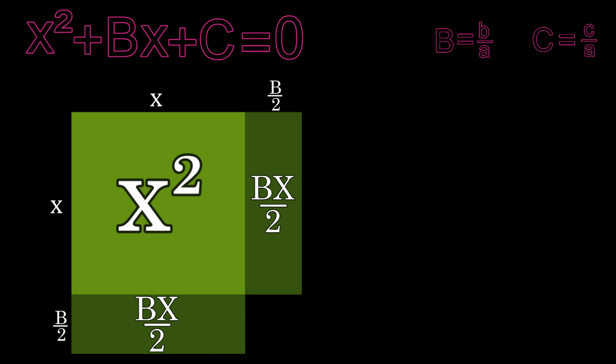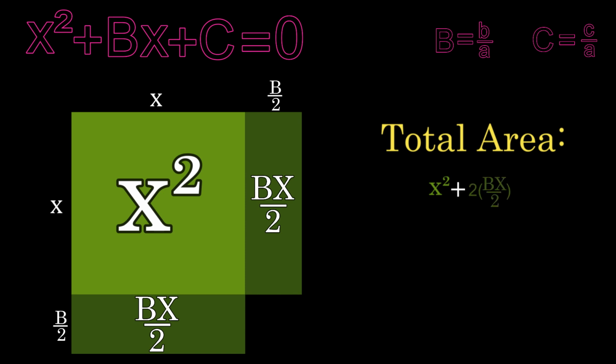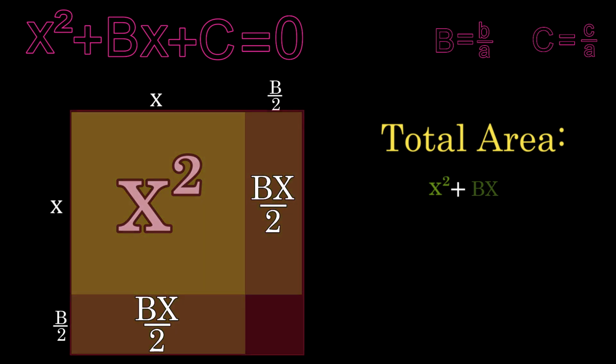Let's look at the area of this new shape. We have a square that has an area of x squared, and we add the area of the 2 rectangles. Each of them has an area of x times b on 2. So in total, our shape has an area of x squared plus bx. Our shape looks like a square that has a corner cut out of it.